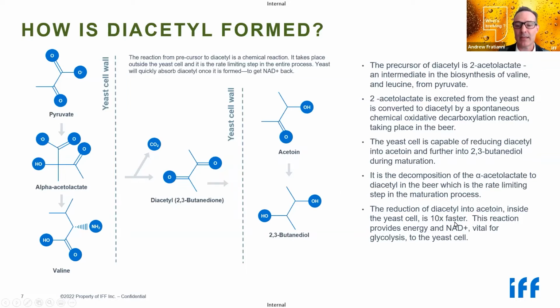But the key here is NAD. NAD is vital for yeast. If it doesn't have NAD, it can't get any energy. If it can't get any energy, everything stops within yeast. Metabolism, all functions stop. So NAD is vital. And that's why it's reabsorbing the diacetyl and changing it to acetone. That allows yeast to regenerate NAD. So all of it's related.